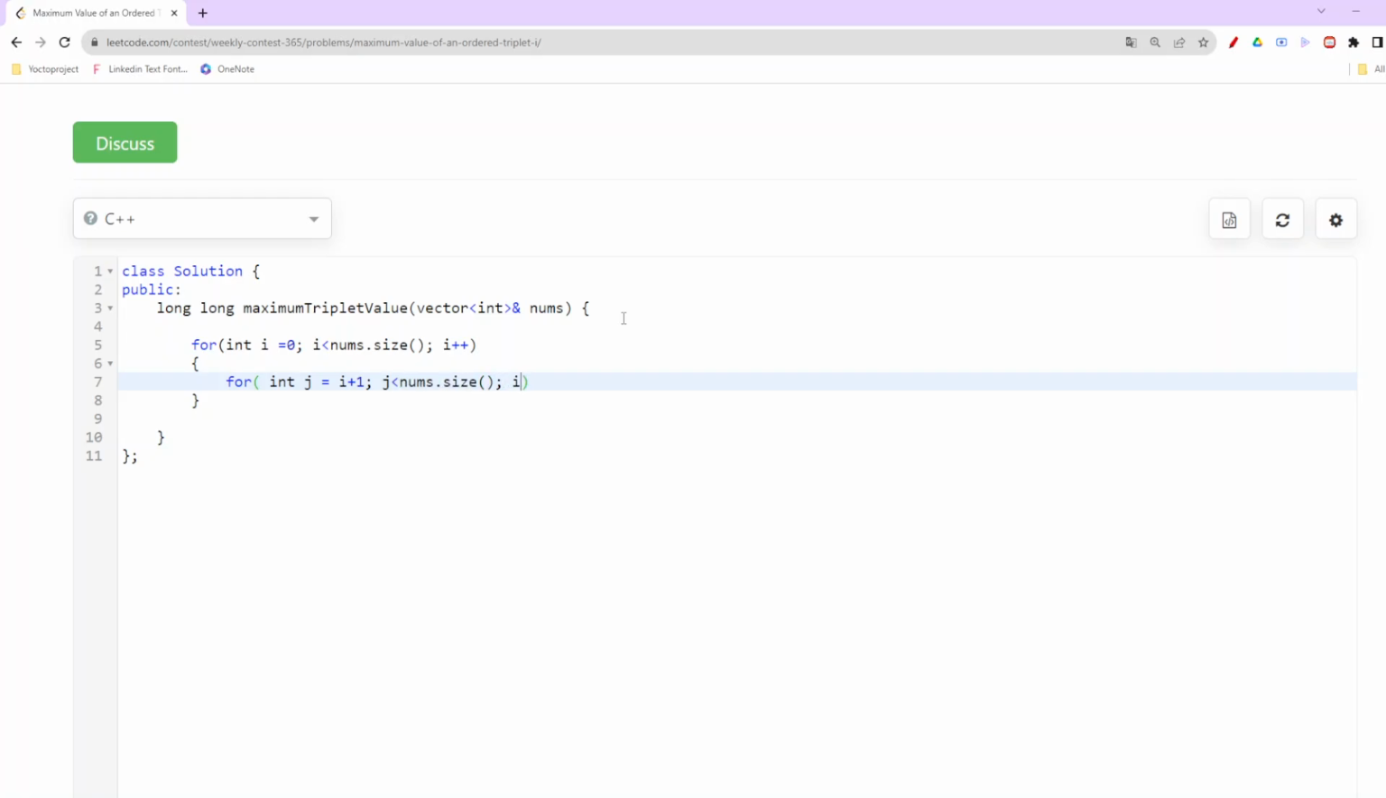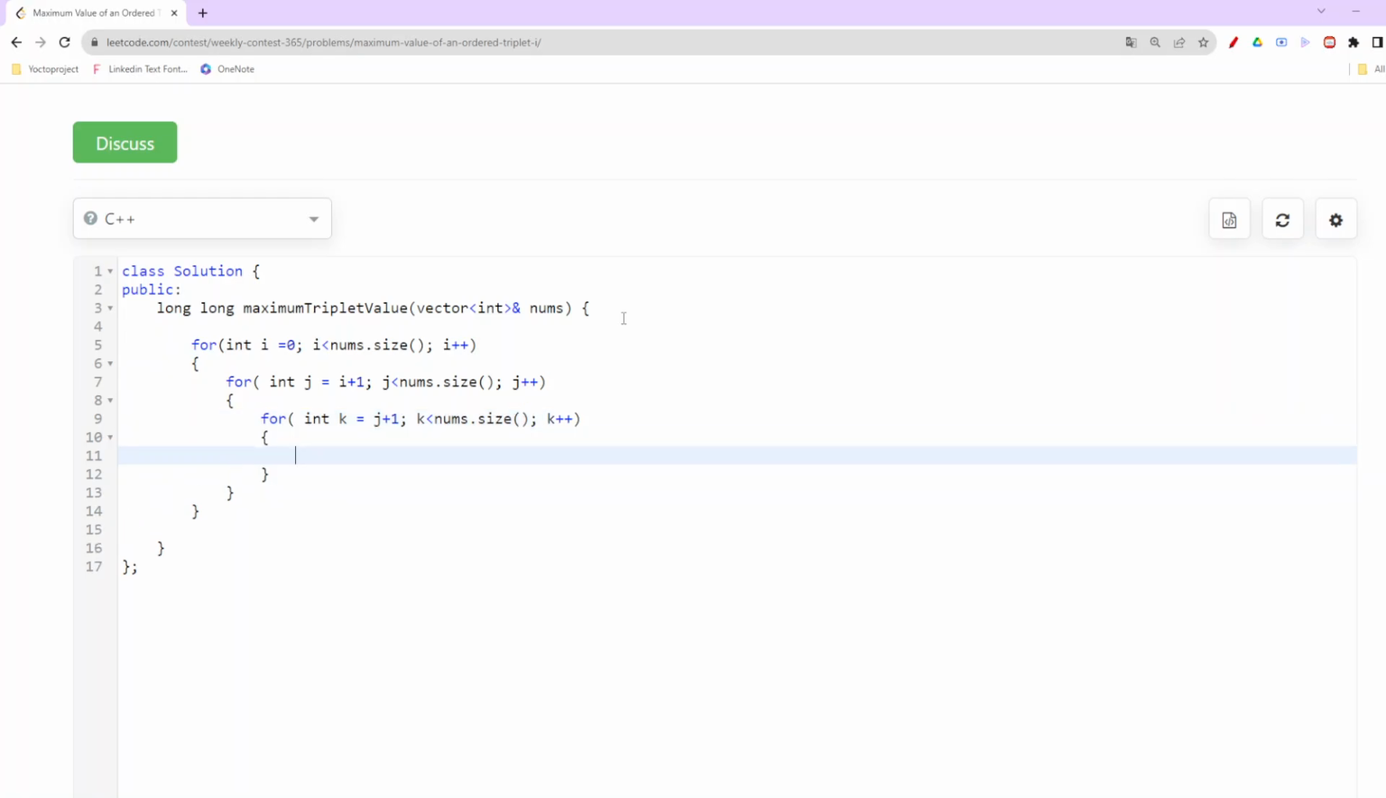And then j plus plus, and then we will be going ahead with our third loop, k equals, and now it will be starting from j plus 1, k less than nums.size, k plus plus, and then this is for the third loop.